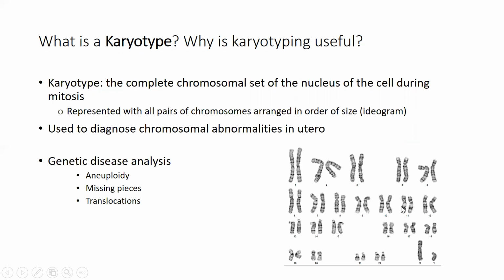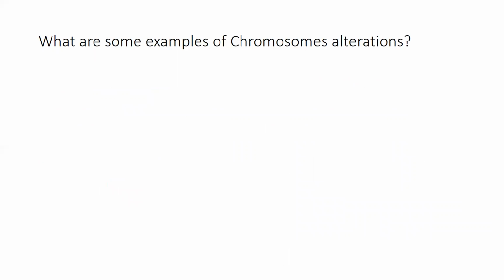Why is it useful? It allows you to diagnose different chromosomal abnormalities in utero, and then you can analyze genetic diseases because of the whole aneuploidy situations and missing pieces and translocations. So now that we understand what that is, we're going to talk more about the different examples of chromosome alterations.